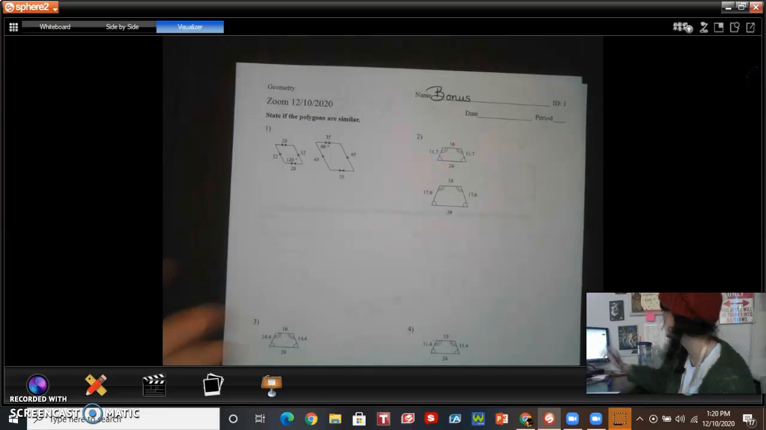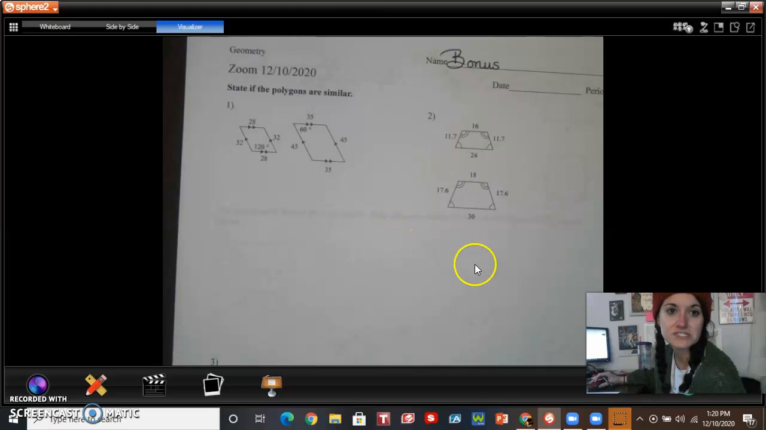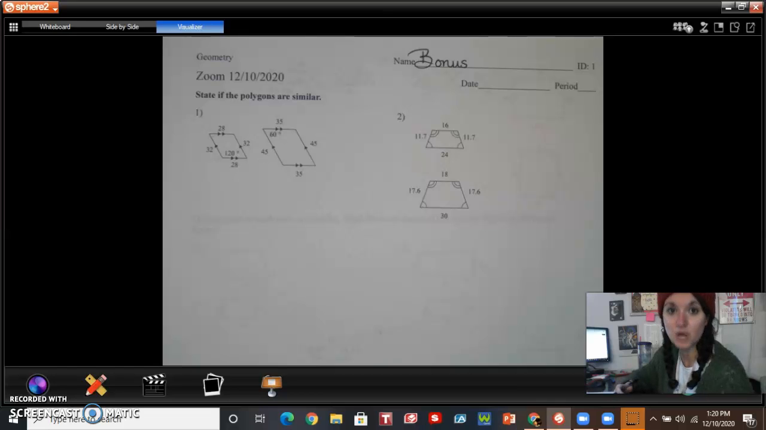So this is the Zoom material Thursday, December 10th, 2020. This is the other half of this week's lesson. We're talking about similar polygons.